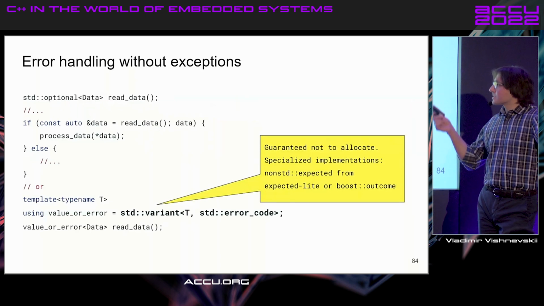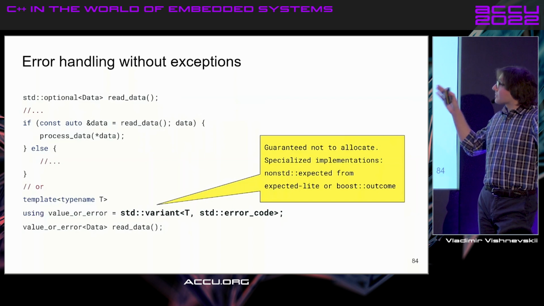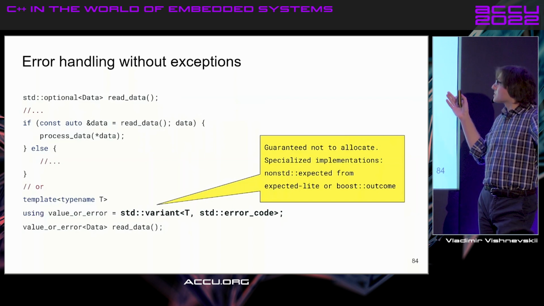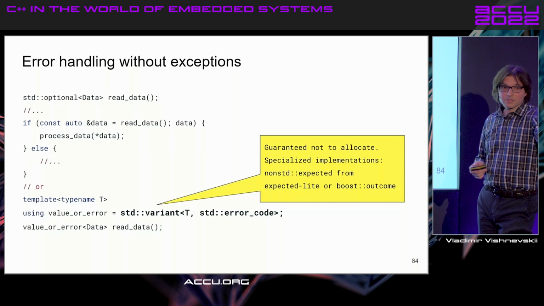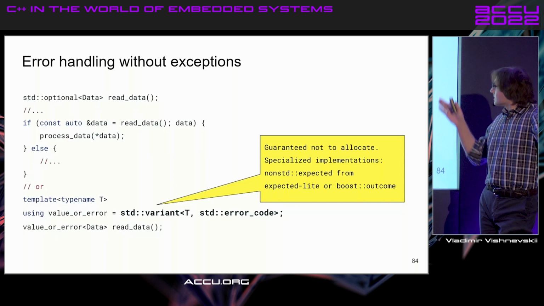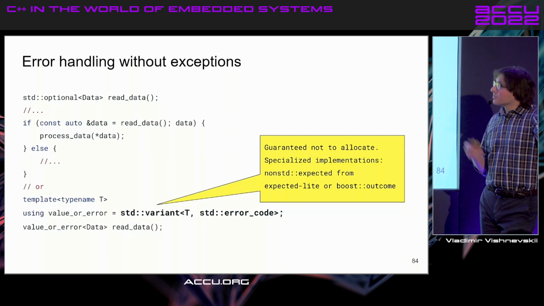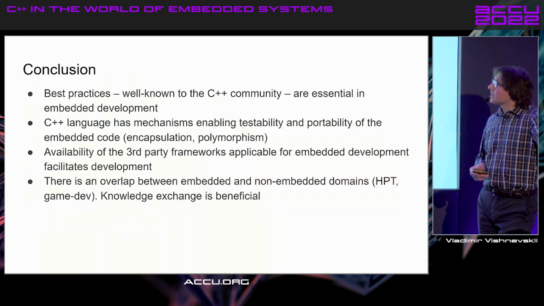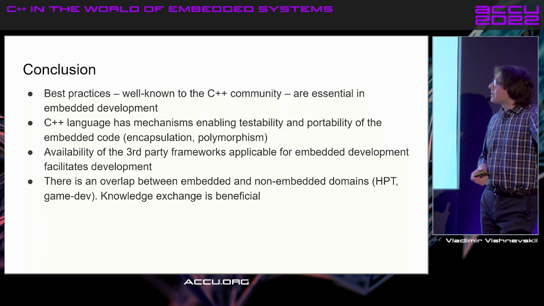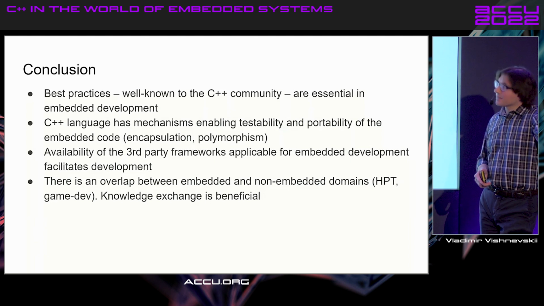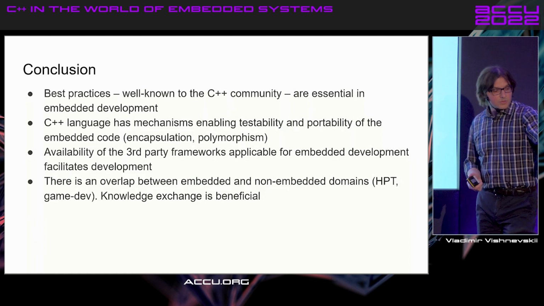Or we can use a variant with some error code, or we can use some specialized implementations that are also available. For example, among open source frameworks, non-STD expected for error handling, or Boost Outcome, which are also quite useful and even more flexible. Those are the techniques that can be used to avoid some standard problems. And those were probably the last things I wanted to look at during this talk, and I just wanted to come to the conclusion.